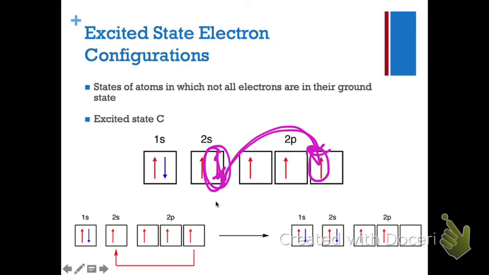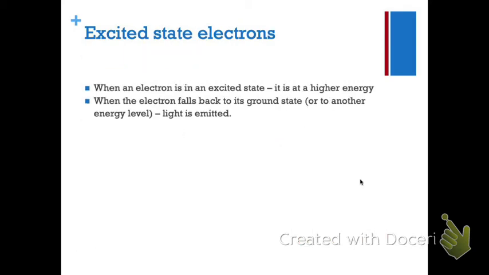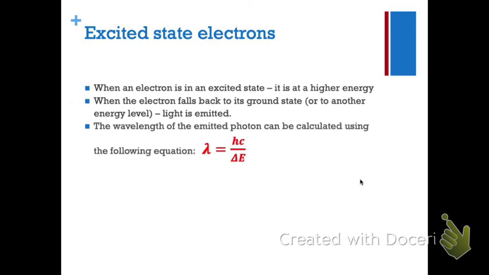If it asks you for that, you would just draw it with one electron moved, unless it says that it has 2 excited state electrons or whatever it is. But you're just taking one of those last electrons and upping it an energy level. All right, so this is just a little bit more about excited state electrons. Did I give you anything to fill in on this one?